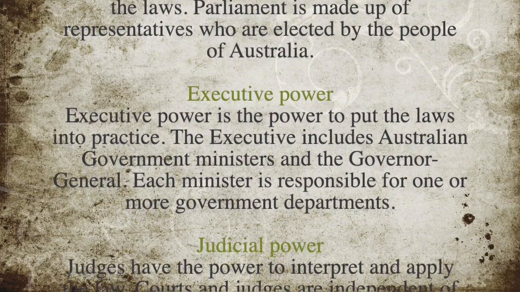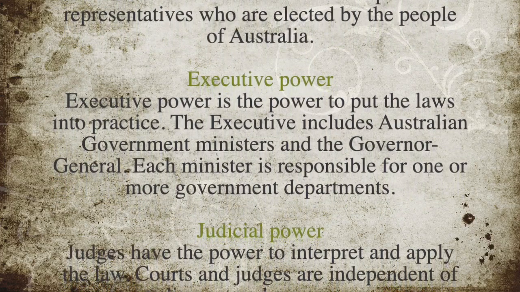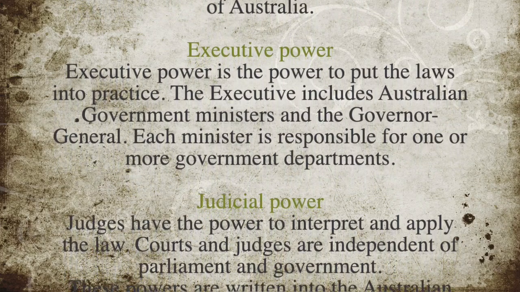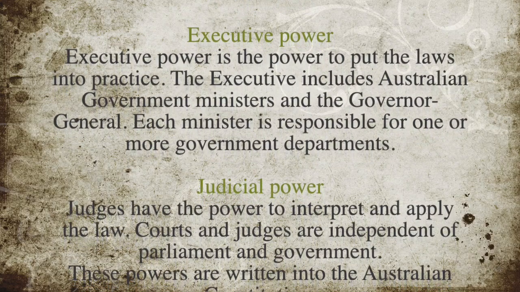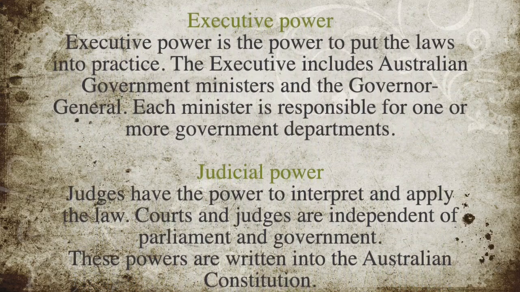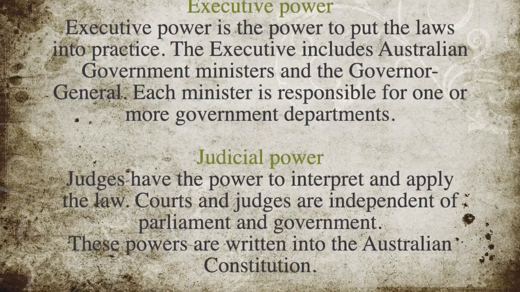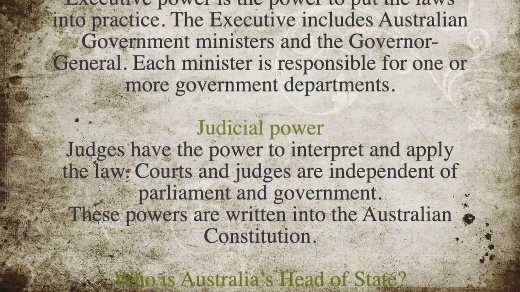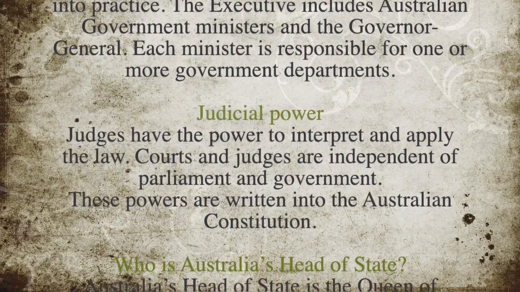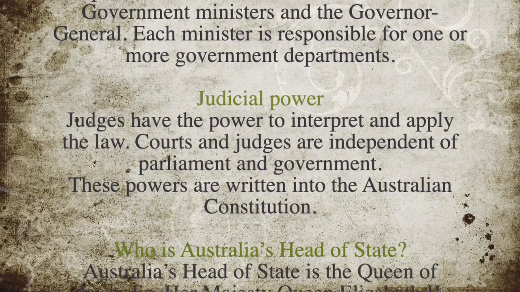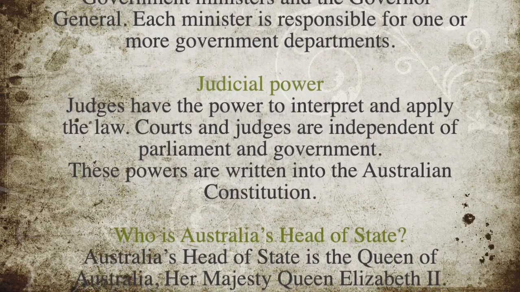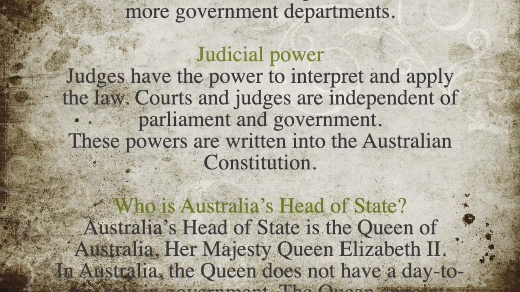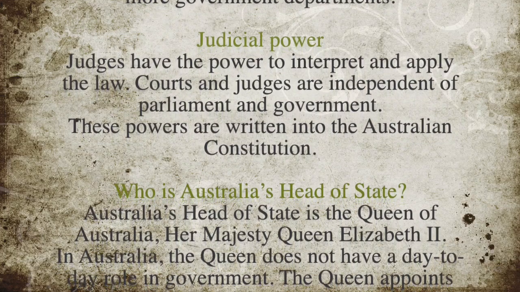So what is this constitutional monarchy? Australia is a constitutional monarchy. It is a country in which a king or queen is the head of state, but has to act in accordance with the constitution. So Australia is a constitutional monarchy because the head is a queen or a king. The Australian system of parliamentary democracy was based on the British system developed over many centuries. In the Australian system, the leader of the Australian government is the prime minister.